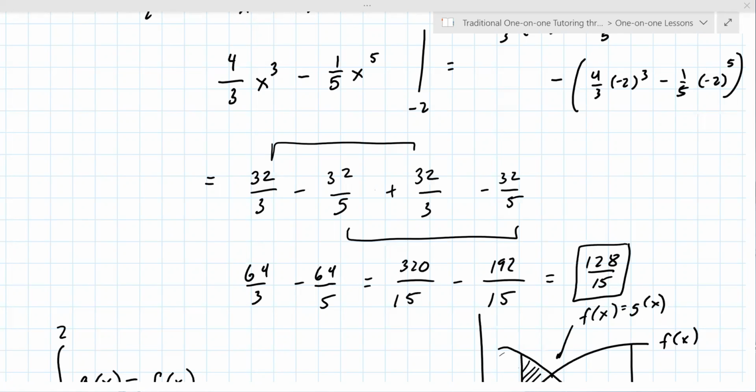Have you done these in both the X and the Y axis or just the X? We did them in both. Okay.